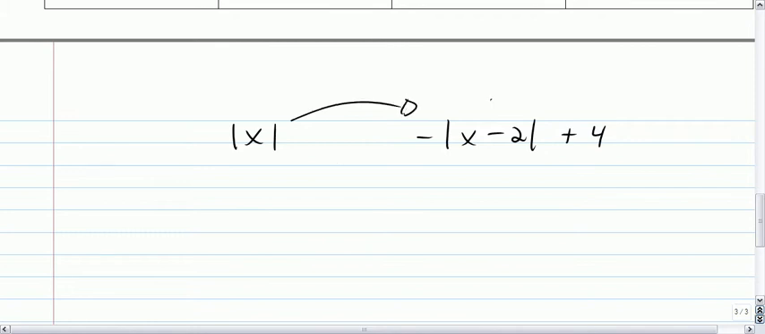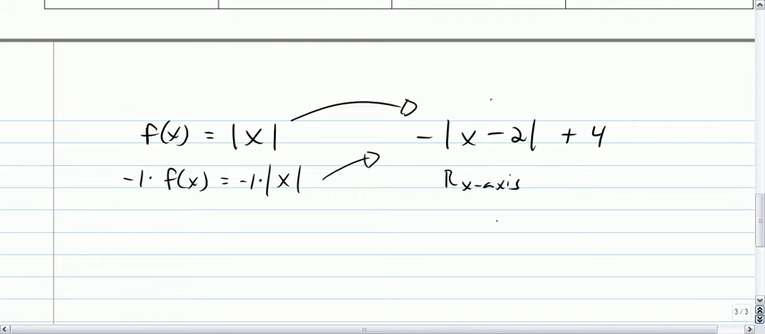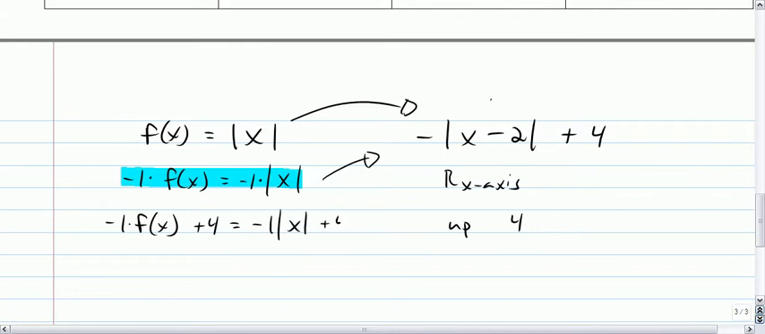So, one thing I can do is I'll multiply my entire function, let's call this f of x, by negative 1. Okay. So go back and compare. It's still not there yet, and that was a reflection about the x-axis. So then I'm going to move it up 4. So that just says take what I have in blue, add 4 to each side. So negative 1 times f of x plus 4 equals negative 1 absolute value of x plus 4.